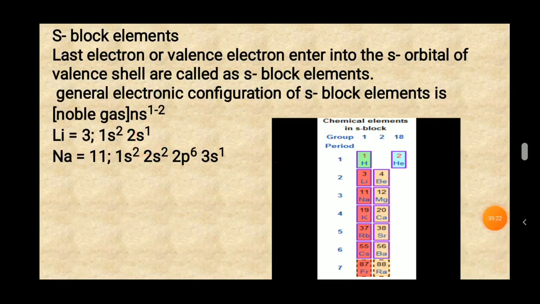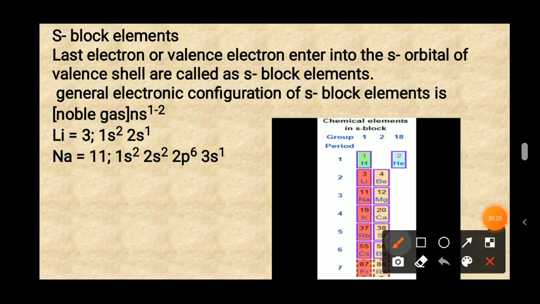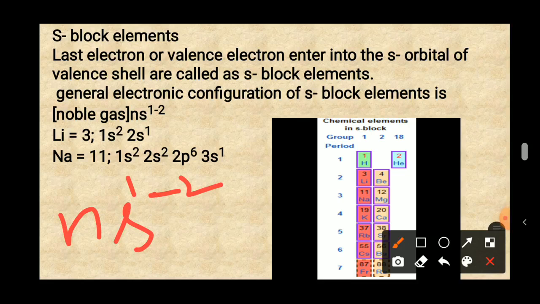Now how can we write the general electronic configuration? You can write it with the noble gas configuration, or directly as ns1 to 2. Here n is for group number 1 with one electron. In the second group, how many electrons are filled in the outermost shell? Two electrons. That is why group number 1 and group number 2 belong to s-block elements, written as ns1 to 2. I hope you understood this concept.